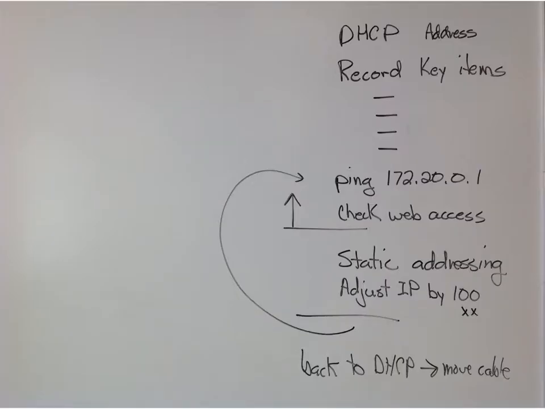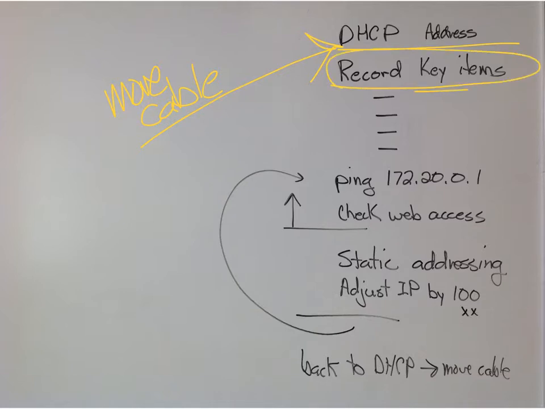Then I went over what we wanted them to do for the hands-on skills test. First thing they had to do, they had to move the cable. Then DHCP would get them their address information, record those items, right? So the reason you're recording them is so that you can make an adjustment when you do the static IP.